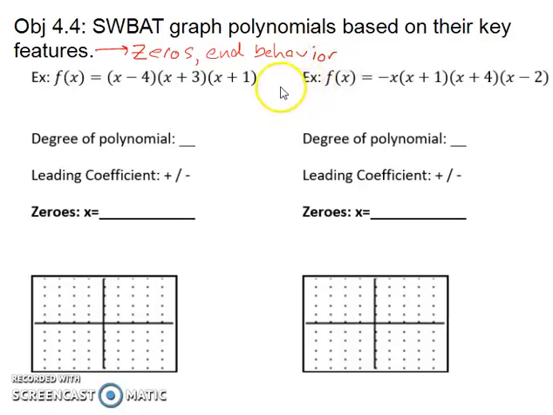Sorry about that. End behavior is if the graph goes up or down to the left and up or down to the right. Those are the key features. So first thing we do is this. We look at the degree of the polynomial.